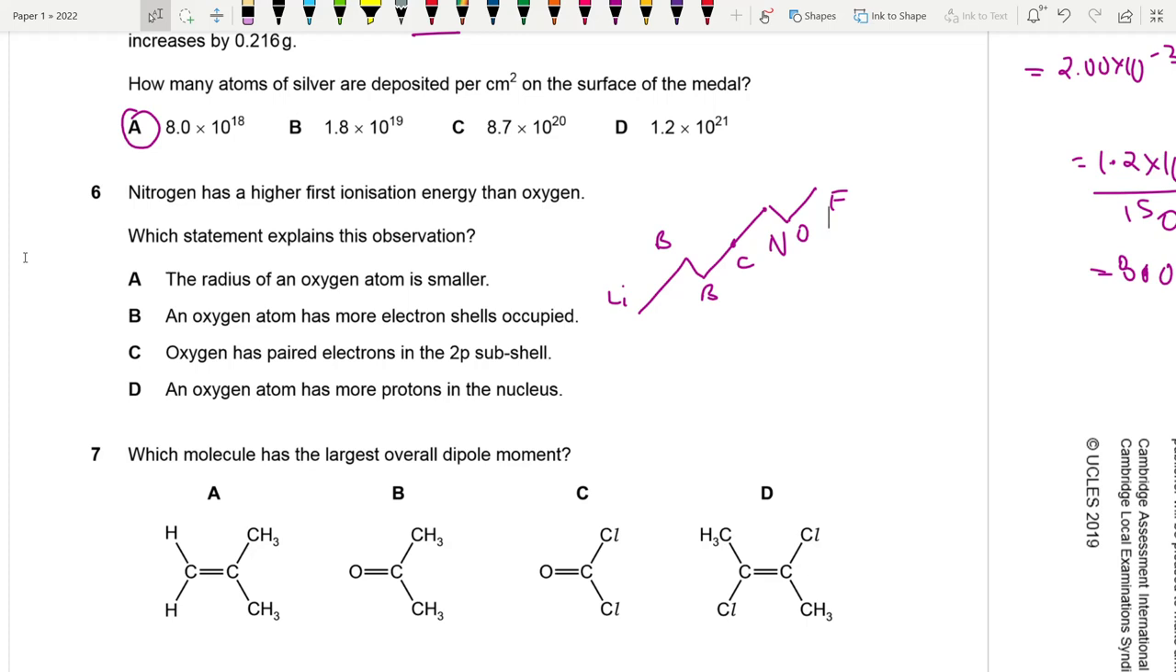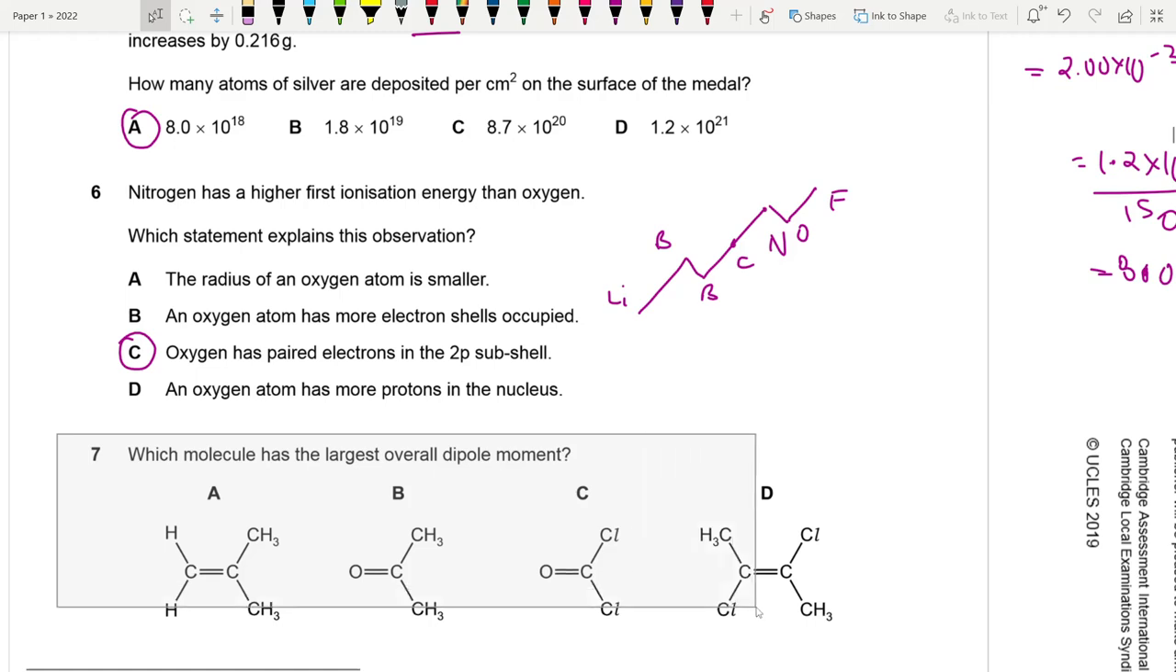Mainly due to the spin pair repulsion in oxygen. Oxygen actually has two paired electrons in one 2p orbital, but nitrogen does not. So that actually outweighs the increased attraction due to the increased number of protons.